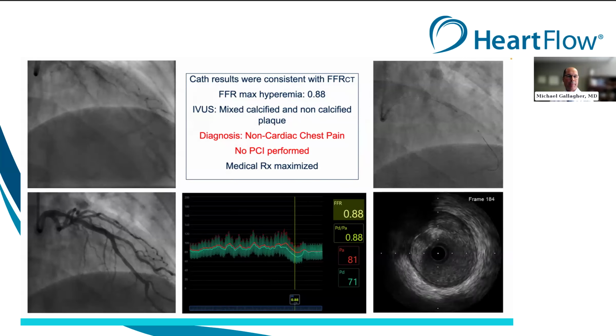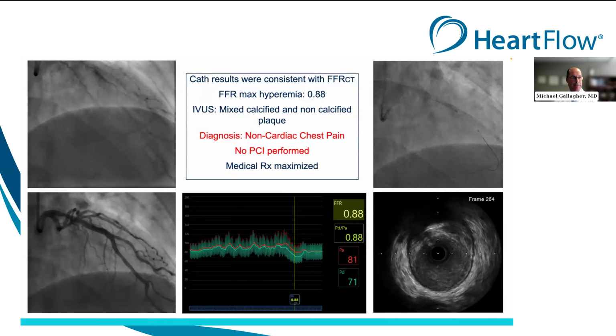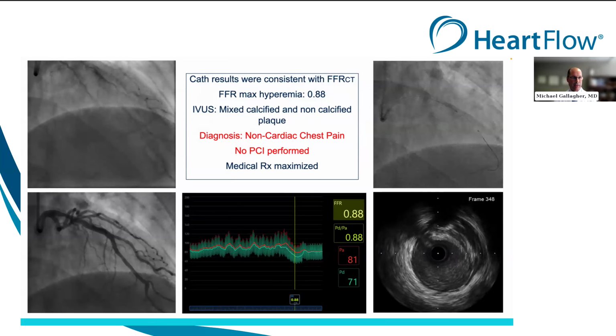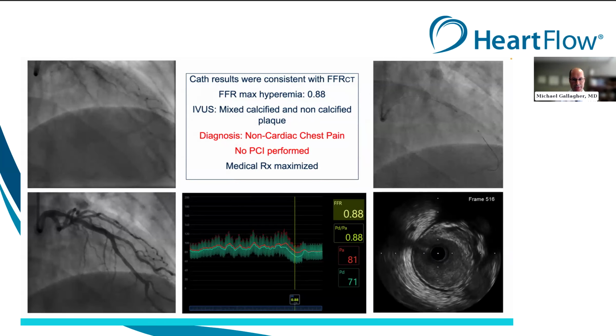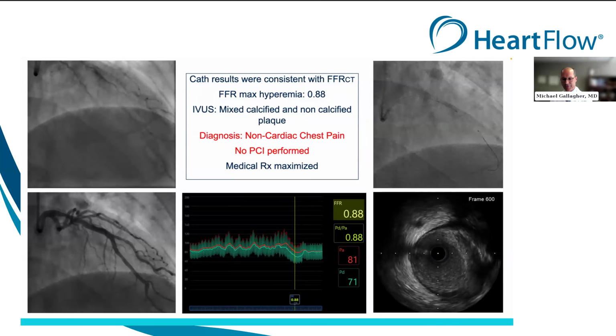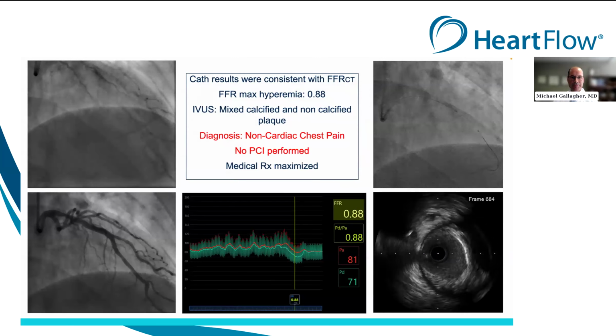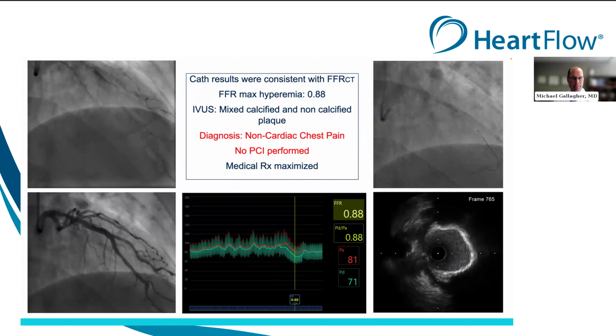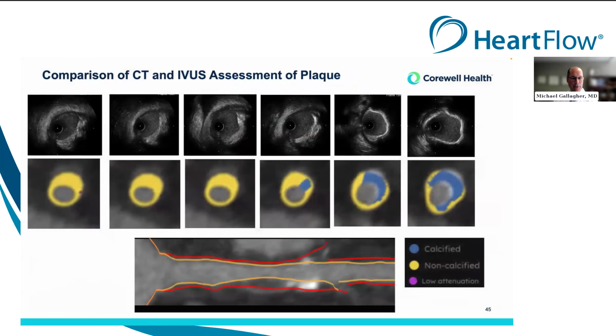No PCI was performed, but as you can see in the bottom right, we did take the opportunity to put a wire down the artery and take a look at the artery, not only for invasive FFR, but also for intravascular ultrasound. And you can see this run pullback from the distal vessel to the proximal vessel on the bottom right. We initiated medical therapy on this patient, but what I want to share with you is that when we look at that pullback and at the degree of plaque outlined in blue here, the calcified plaque, you can see it on the IVUS, the calcification in the proximal to mid LAD with lots of shadowing to the right of the calcification correlates beautifully with the plaque assessment.